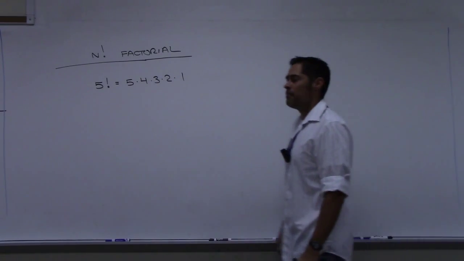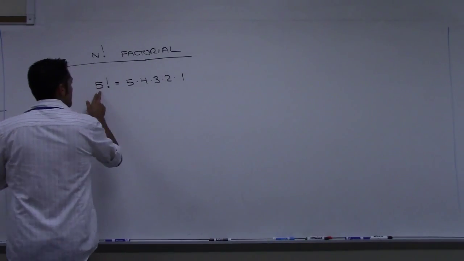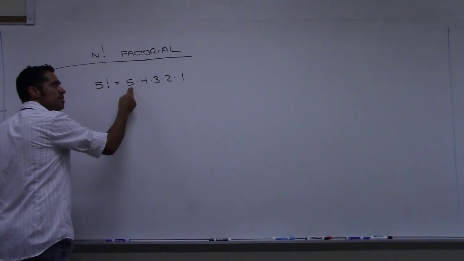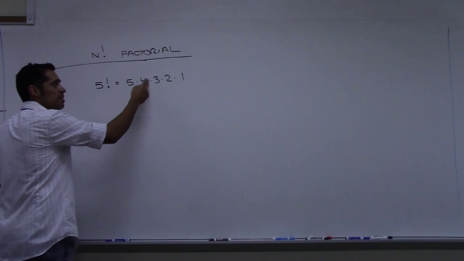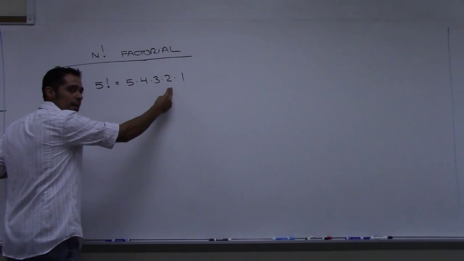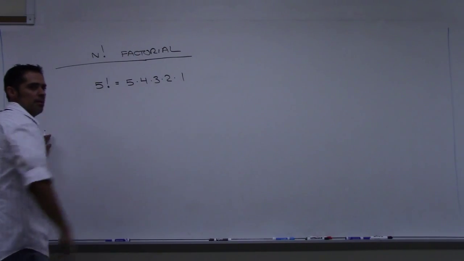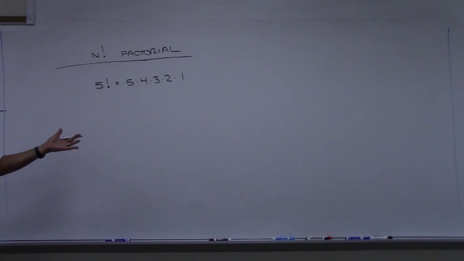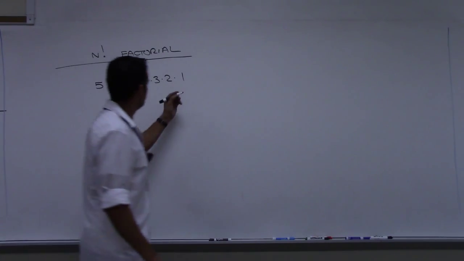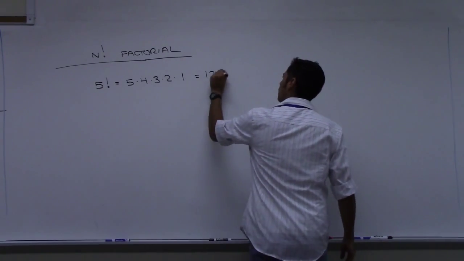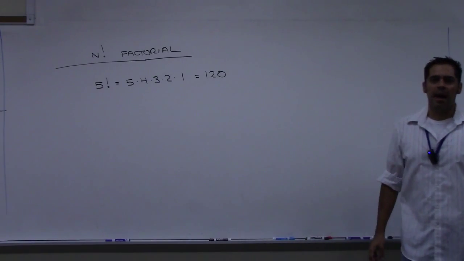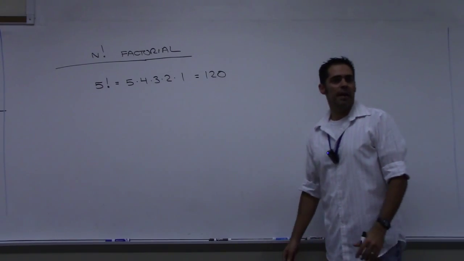All it is, you take the integer 5 and you multiply it times the next number down, 4, times the next number down, 3, times the next number down, 2, then times 1. And whatever that number is. What is that number? 120? And that is the definition of factorial.